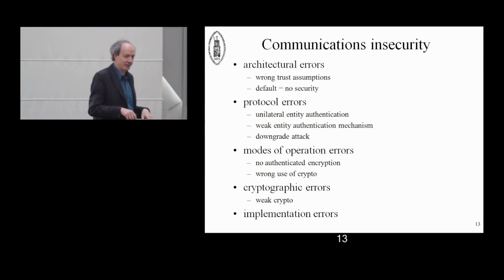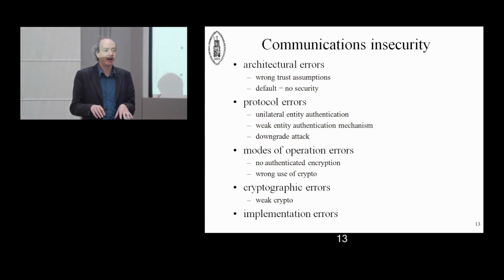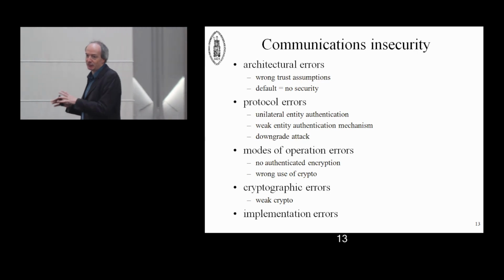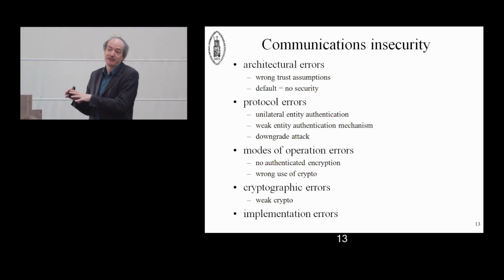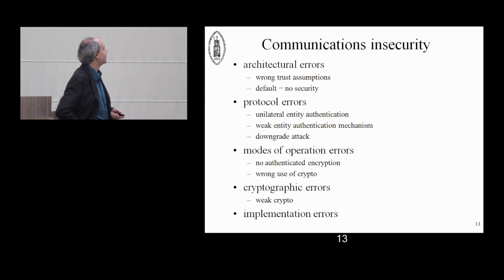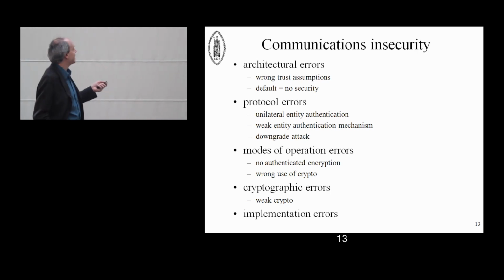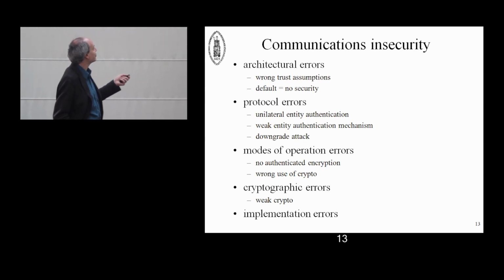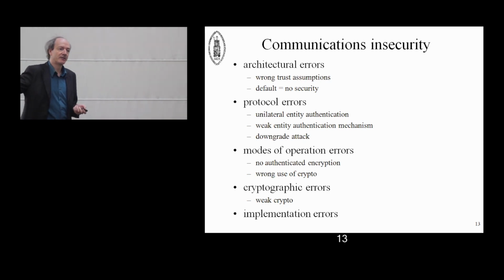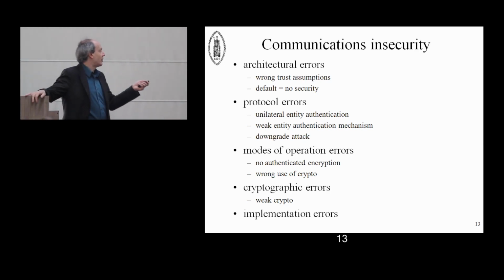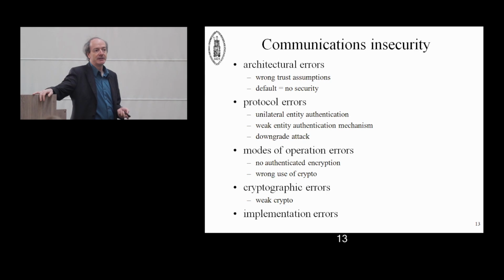I also have bad news. Even the easy problems we get wrong all the time. Okay? So that leads you to deduce what happens with the hard problems. Okay? So they get it wrong even more. So very often people make architectural errors, so they actually make wrong trust assumptions. I think it's disappearing now, but for a long time the default was always no security. For example, in wireless LAN, the first wireless LANs were rolled out with no security.